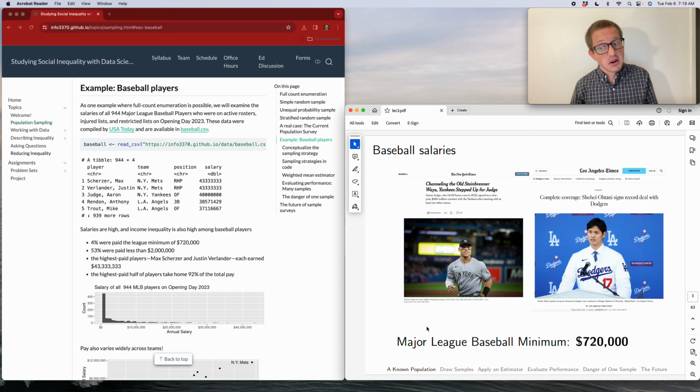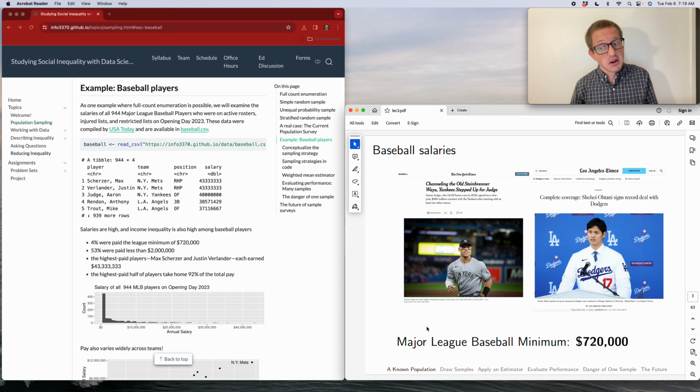This is a nice example to think a bit about inequality because everyone's actually pretty well off. It's also a nice example because we can work with the entire population. USA Today put together a database of baseball salaries online, which I scraped. This database has all 944 players who were on opening day rosters in 2023. If you go over here to the course website, you can actually download these data by copying this chunk of code to read the baseball data set from our course website.